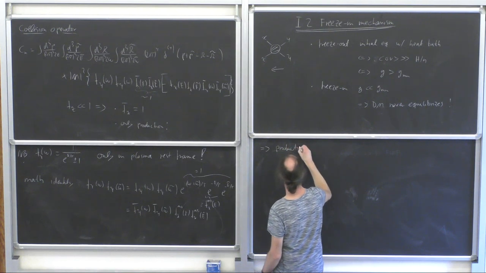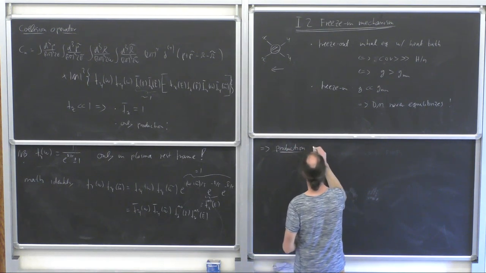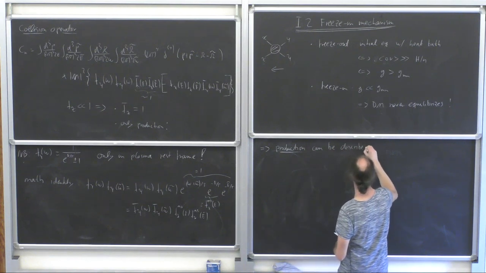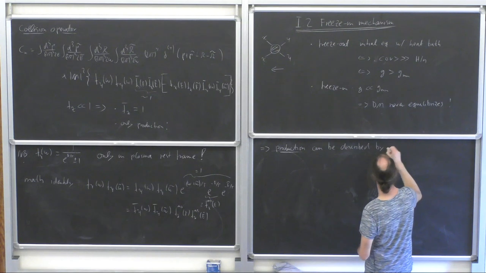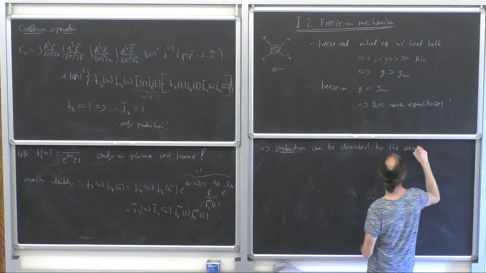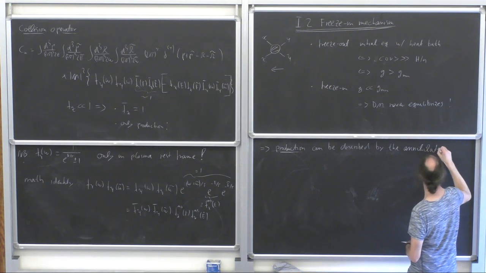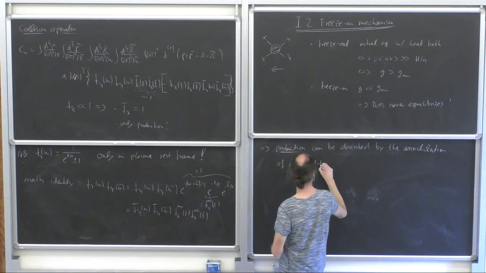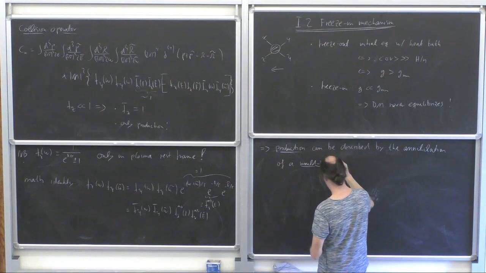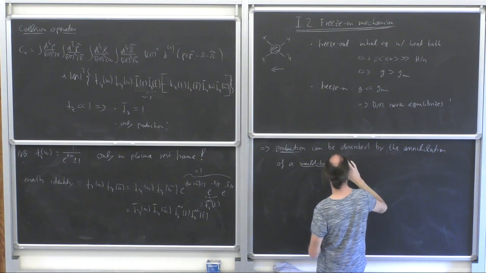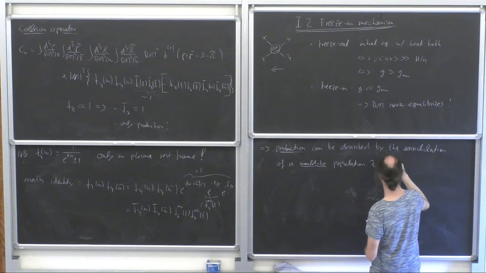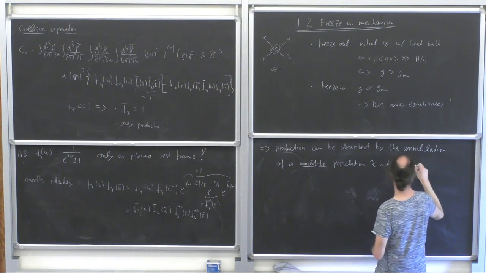So, production can be described by the annihilation of a would-be population of dark matter particles with a Maxwell-Boltzmann distribution.